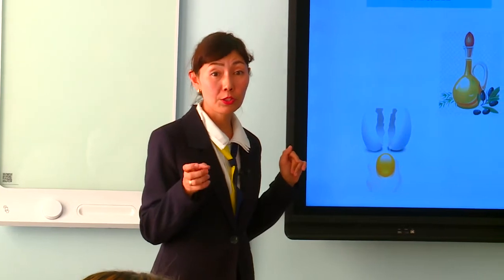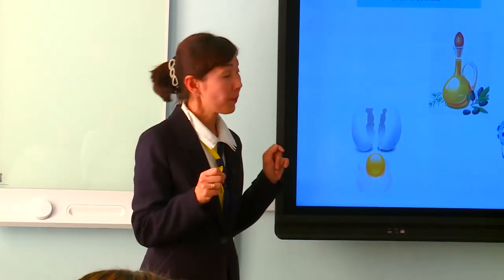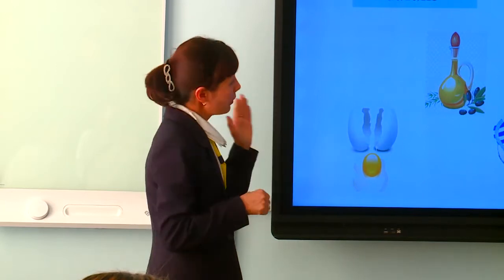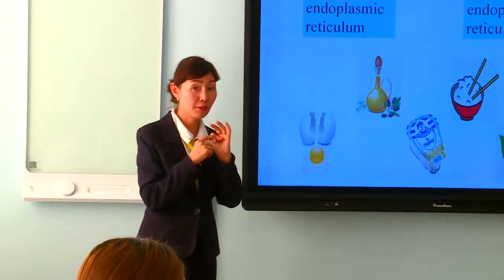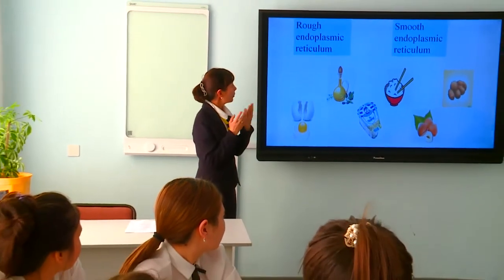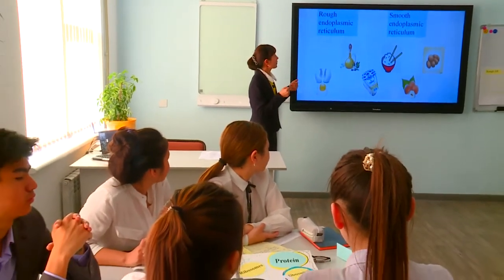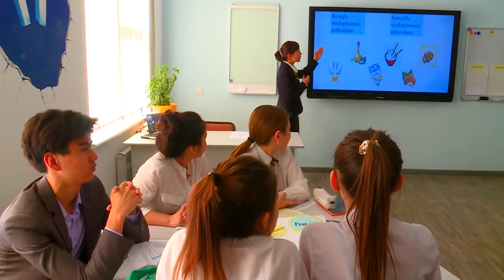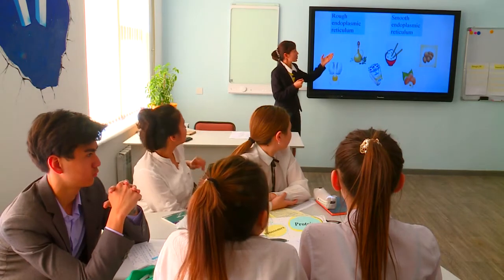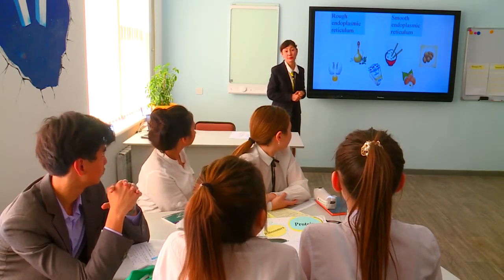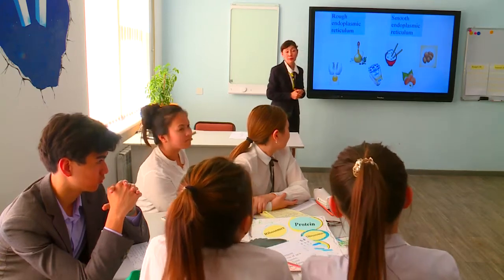All groups perform very well. I have questions and tasks for each group. The first group, you see the food contains the protein, carbohydrates and lipids. What substance is synthesized on rough endoplasmic reticulum, and what substance is synthesized on smooth endoplasmic reticulum? Nurdana? Okay, rough endoplasmic reticulum, our group chooses dairy products and eggs because they consist of protein and therefore are synthesized in rough endoplasmic reticulum.